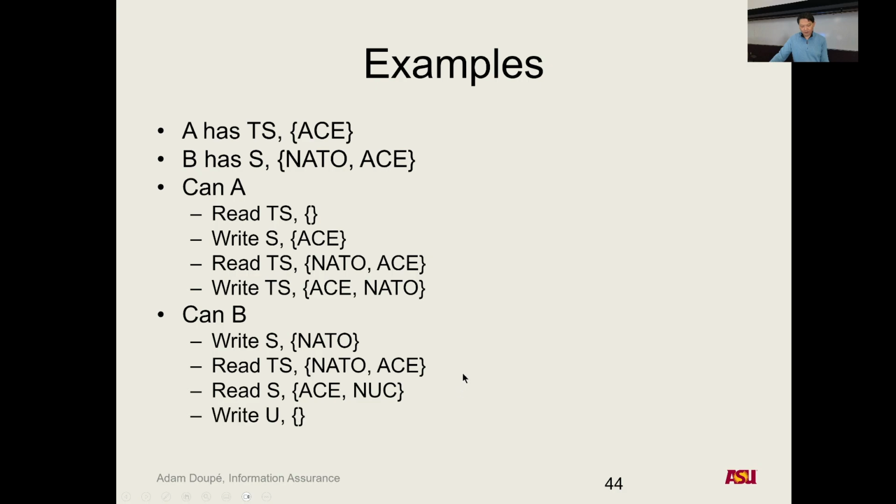And last one, right? U. Okay, because B has the S level, and U is a lower level, right? So is it possible? No, he can't write down. No write down. Okay. Yeah, this is an example of the Bell-LaPadula model.